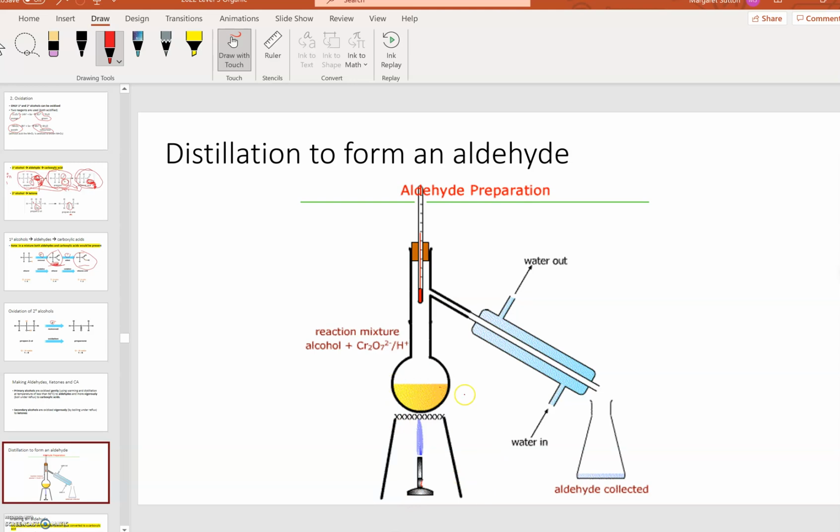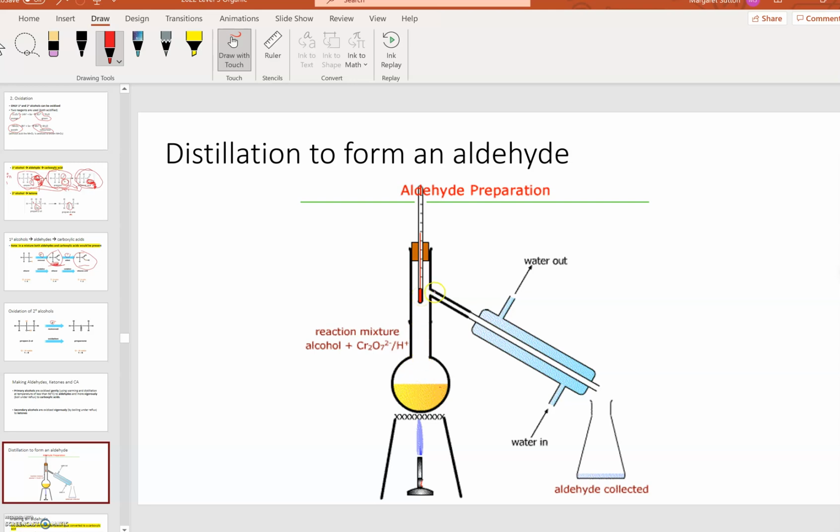So what happens then is the reaction happens because we're heating it, and the heat speeds up the rate of the reaction, as we know, but we don't heat it strongly. We heat it just above the boiling point of the aldehyde. So the aldehyde that's made is going to turn into a gas because it's slightly above its boiling point, and it's going to come up here.